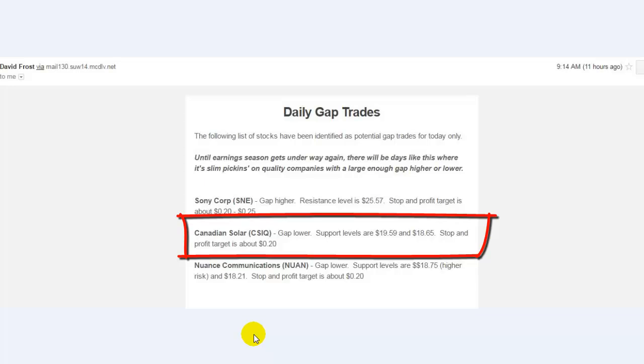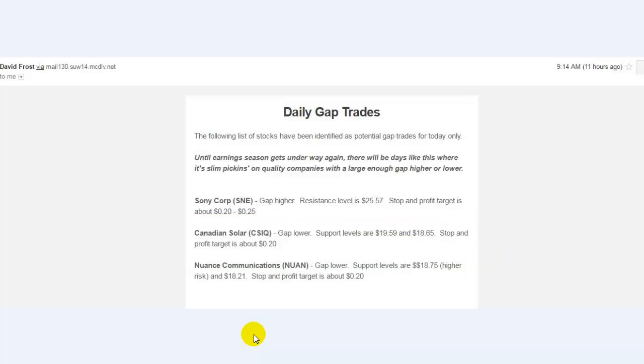As you can see here, the one in the middle, what I said was it's a gap lower, and I informed members that support levels are $19.59 and also $18.65. And then I said stop and profit target is about 20 cents. Now, it could be more in terms of the profit target, but that's the minimum profit we're looking for.